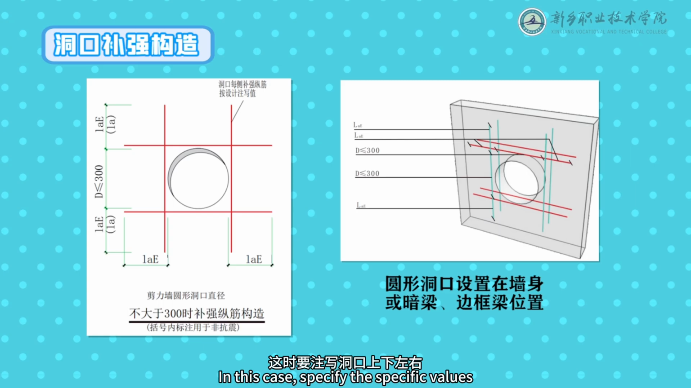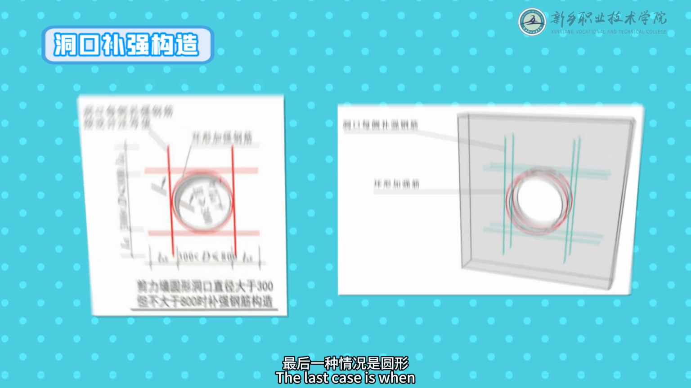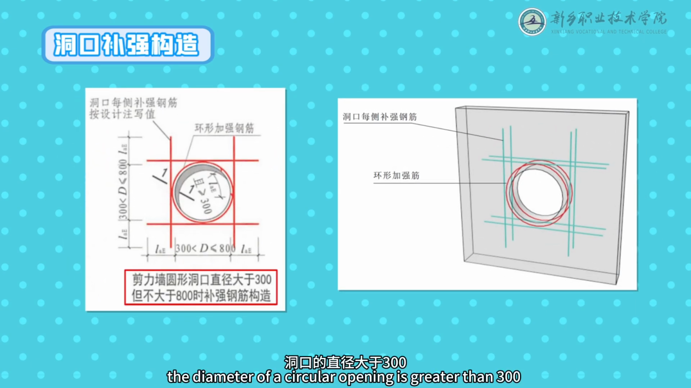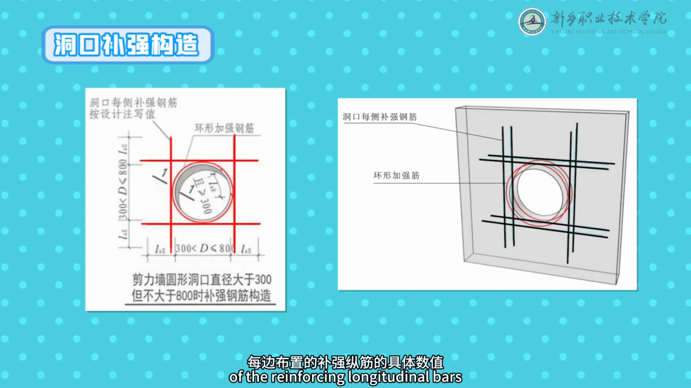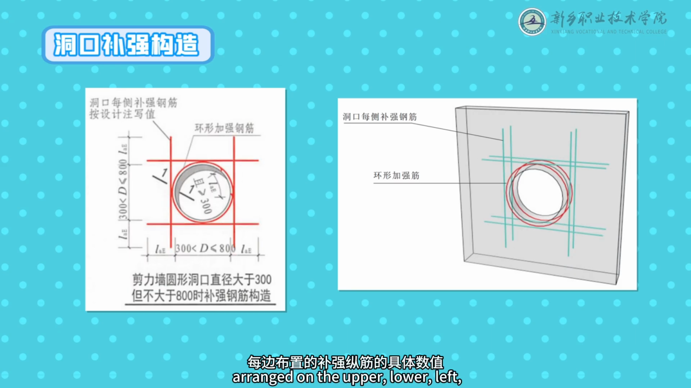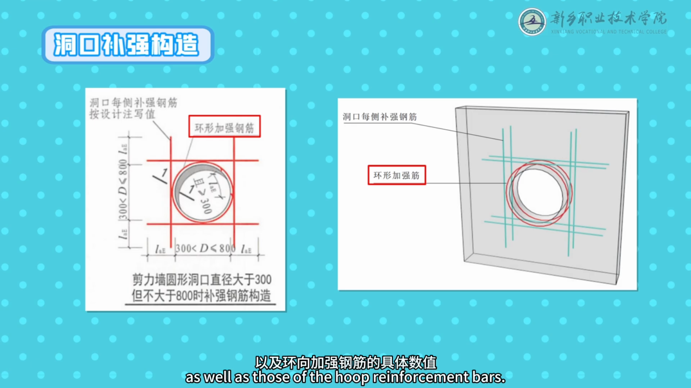In this case, specify the specific values of the reinforcing longitudinal bars arranged on the upper, lower, left, and right sides of the opening. The last case is when the diameter of a circular opening is greater than 300 mm, but not greater than 800 mm. In this case, specify the specific values of the reinforcing longitudinal bars arranged on the upper, lower, left, and right sides of the opening, as well as those of the hoop reinforcement bars.